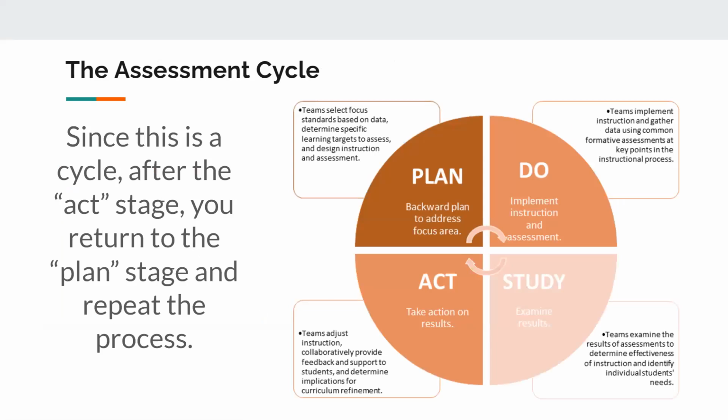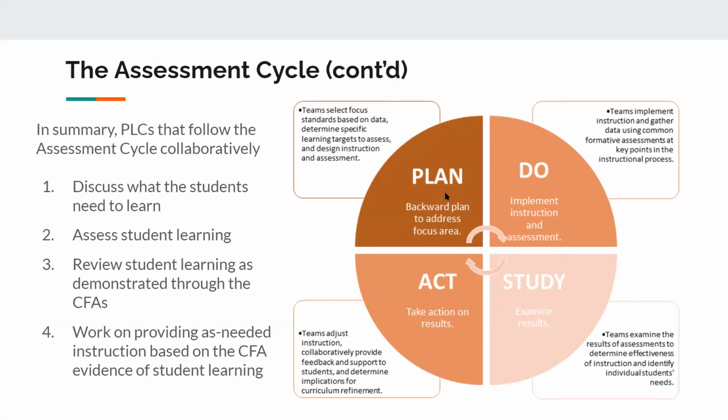So one more time, these are the 4 stages. Again, it's a cycle. Start with plan. That's the work that's taking place this summer. And then starting in the school year, we'll do, study, act, and then we'll be able to go back to plan and do it all over again. So in summary, PLCs that follow the assessment cycle collaboratively discuss what the students need to learn, assess student learning, review student learning as demonstrated through the CFA, and work on providing as needed instruction based on the CFA evidence of student learning.